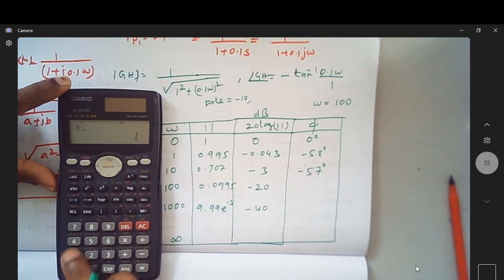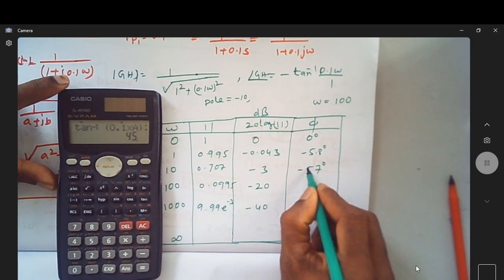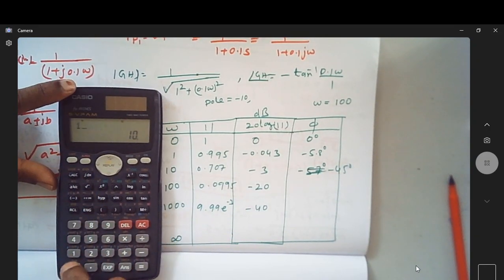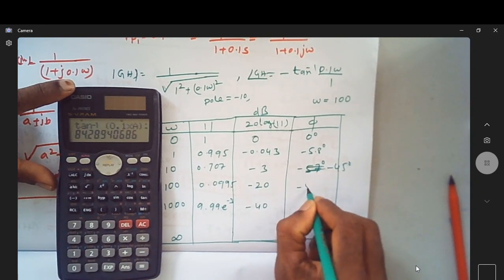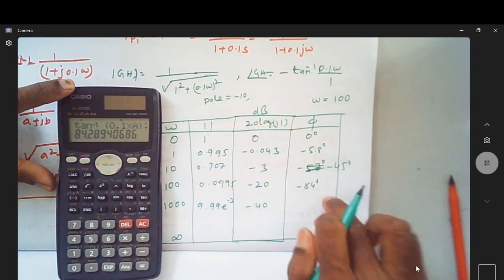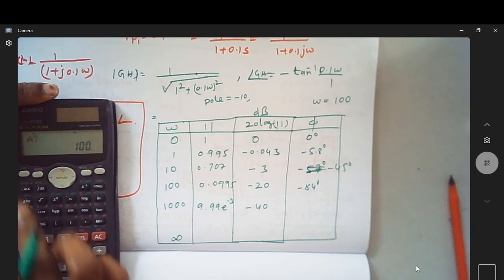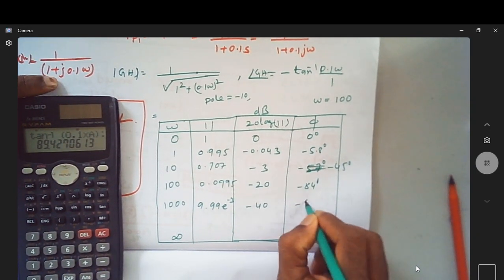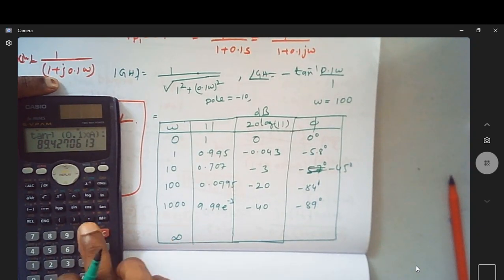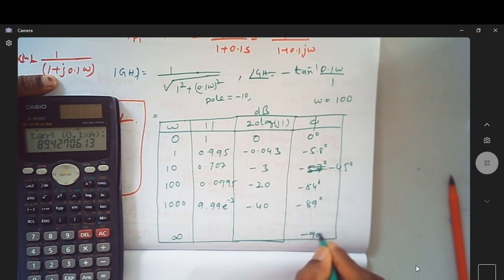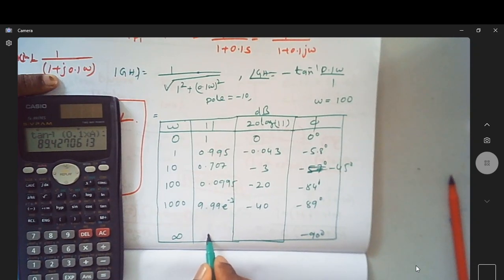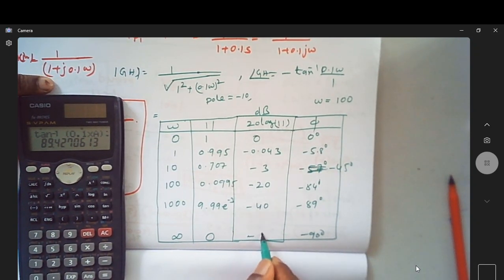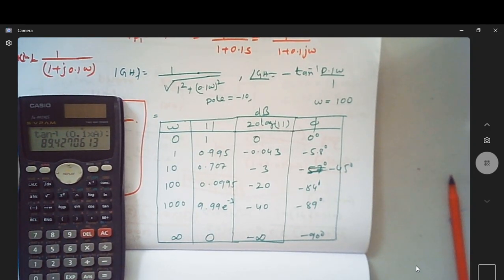Calculate for omega is equal to 10, it is 45 degree. This is minus 45 degree. Calculate for omega is equal to 100, it's minus 84, because this minus is coming because of this. When it is 1000, it is minus 89 degree. So when it is infinite, we know that it is minus 90 degree. It will be minus infinity.